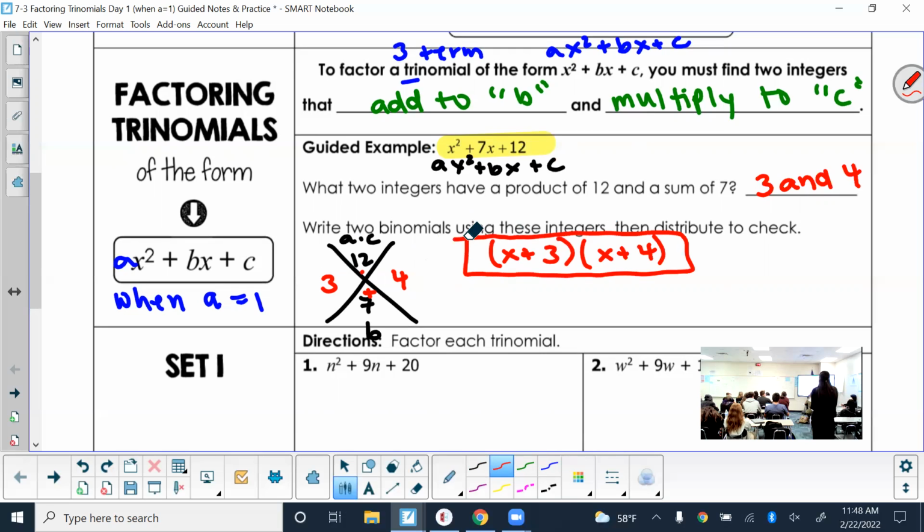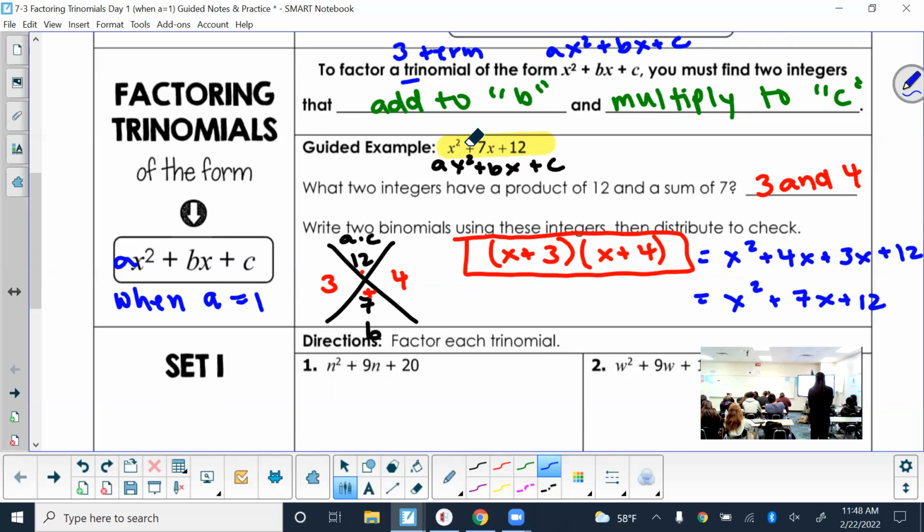How could I always check my answer? Just double distribute or FOIL. And this one I'll FOIL. What's x times x? What's x times 4? 3 times x. And 3 times 4. Combine like terms, what do we get? And isn't that what we had originally? So that just proves that it works.